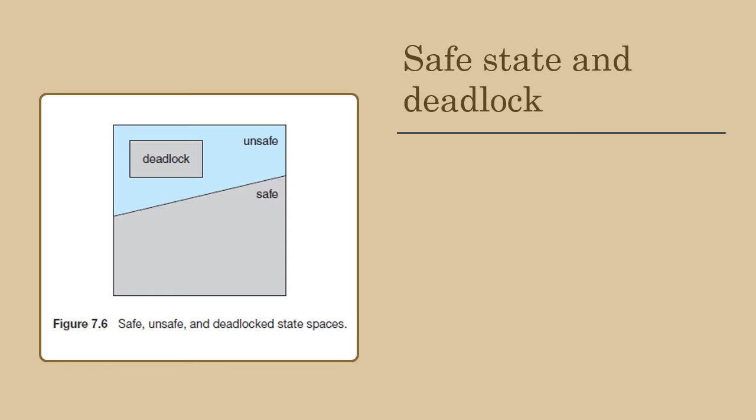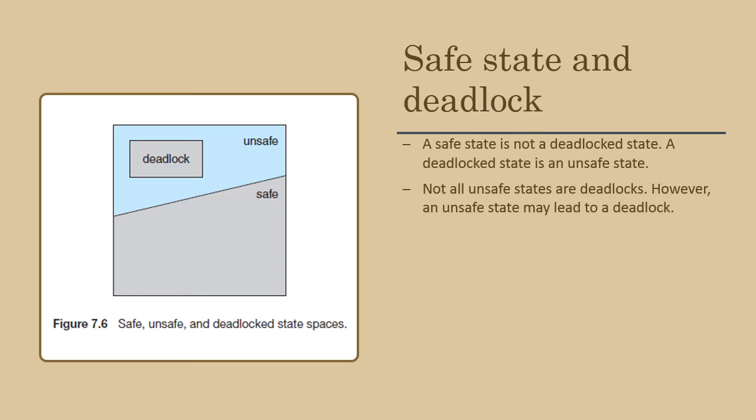Safe state and deadlock. A safe state is not a deadlocked state. A deadlocked state is an unsafe state. Not all unsafe states are deadlocks. However, an unsafe state may lead to a deadlock. From the figure we can gather that a deadlock state is one of the unsafe states.